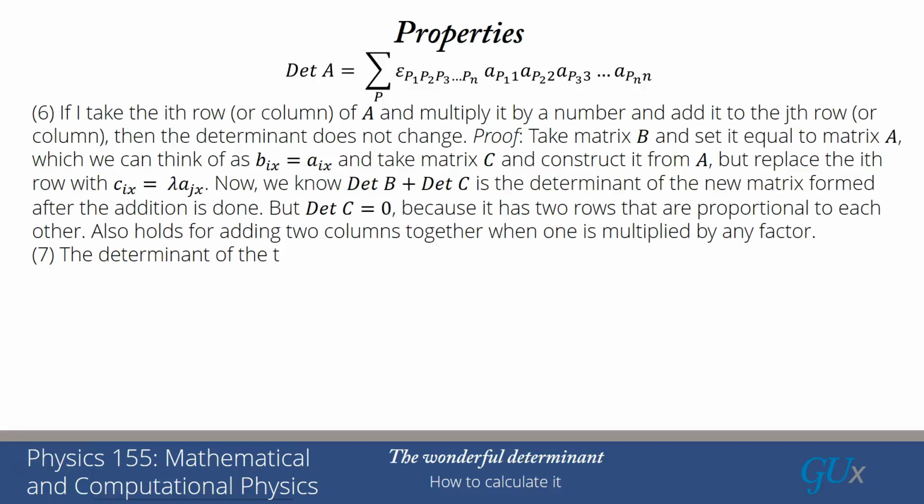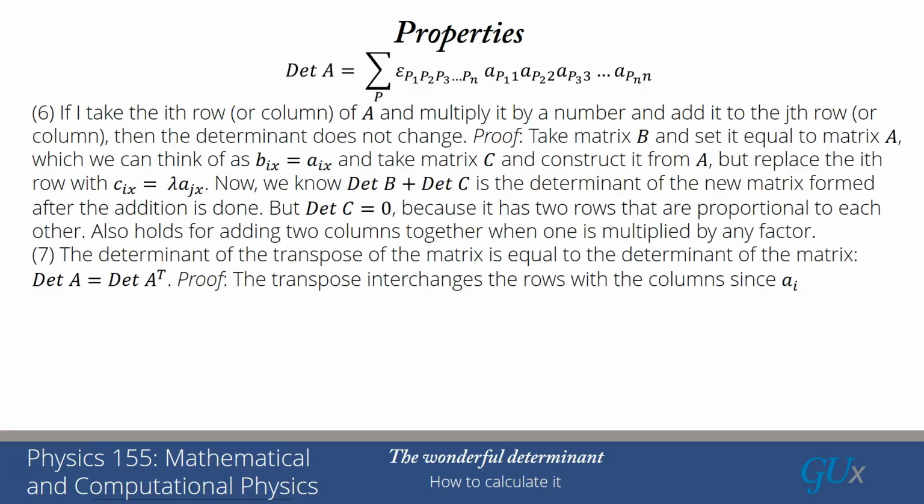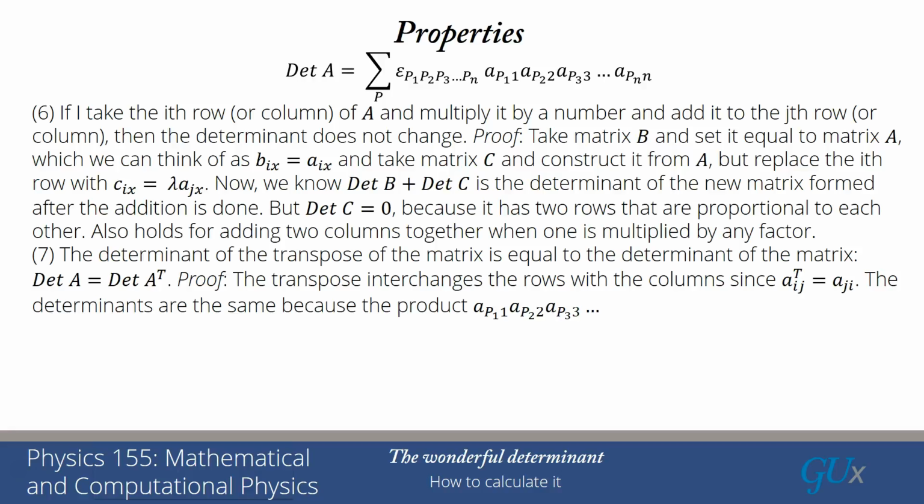All right, our seventh property: the determinant of the transpose of the matrix is equal to the determinant of the matrix. And so that says the determinant of A is equal to the determinant of A transpose. Remember, the transpose of the matrix interchanges the rows with the columns. So we write (A transpose)_ij equals A_ji. And so we're interchanging what is a row and what is a column. If you like, it's a reflection of the matrix about the diagonal.